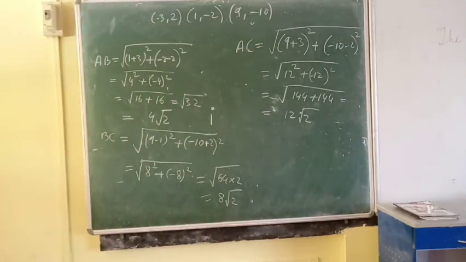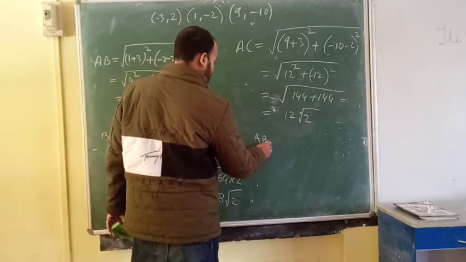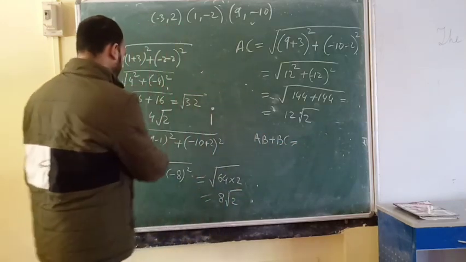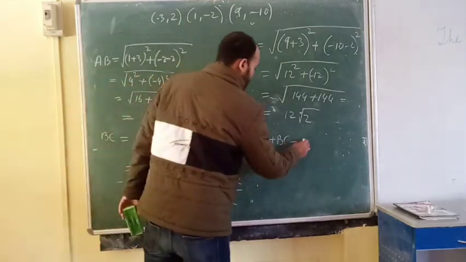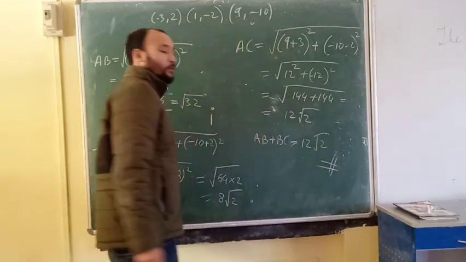Now see, one is what? 4 root 2, other is what? 8 root 2, second is what? 3 root 2, so 12 root 2. Now if we add AB plus BC and we get 12 root 2, then they are correlated. And if not, they are not correlated. Now AB plus BC you do. So it is what? 4 plus 8, 12. Thus the points ABC here are correlated.